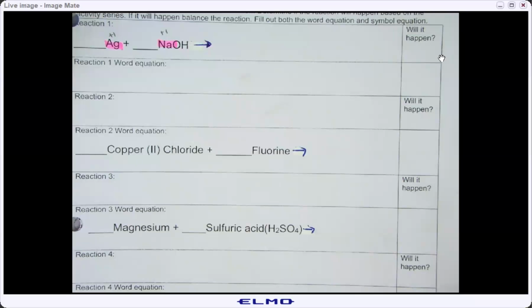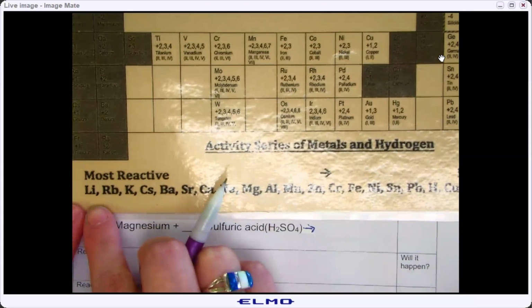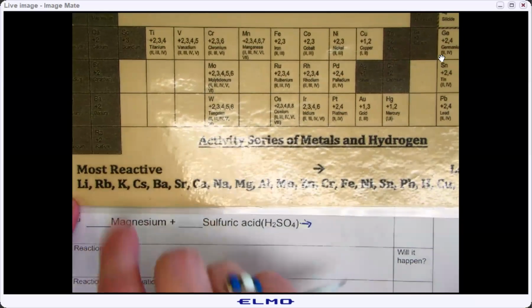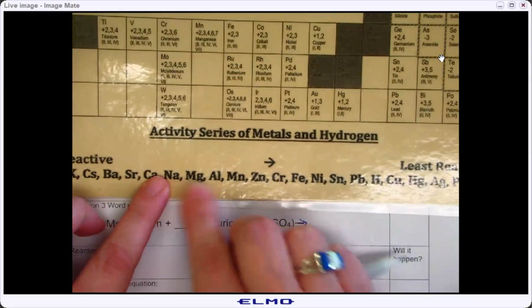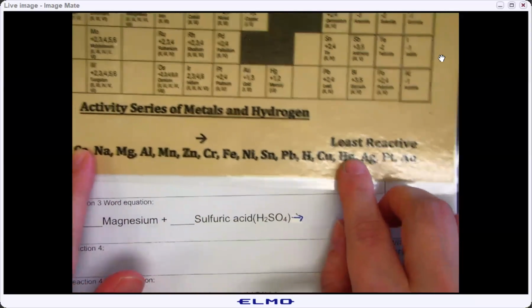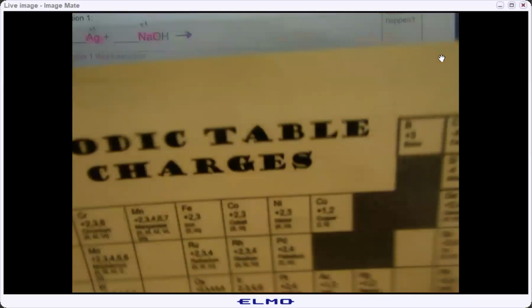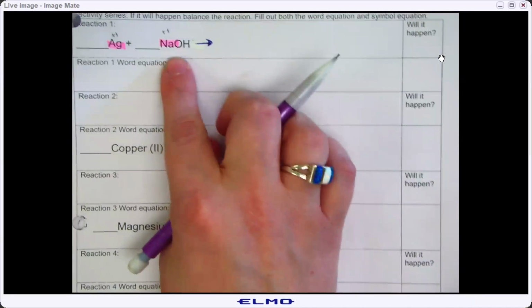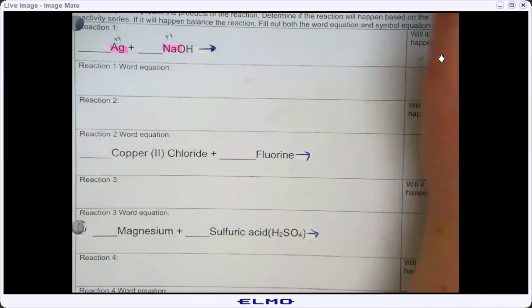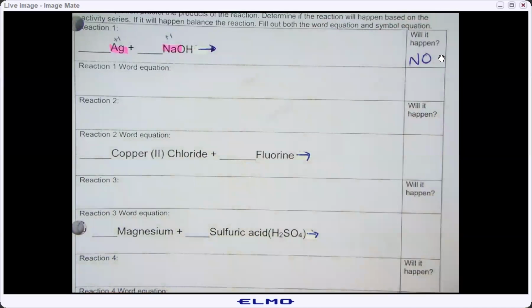And so we'll look at our reactivity series, which is going to be on the handout I'll give you. But we'll see here that sodium compared to silver is more reactive. And so the more reactive thing will always want to be in the compound. And since the more reactive thing is already in the compound, this reaction will not even happen. So we would say no.